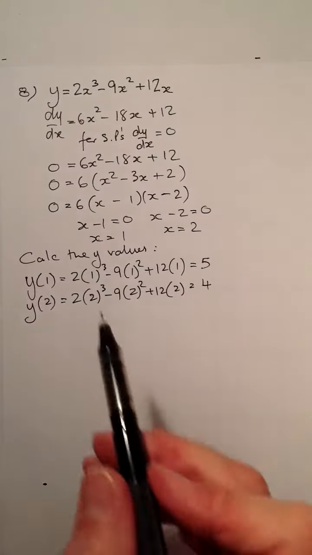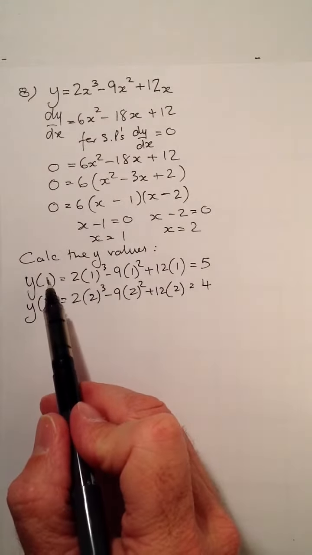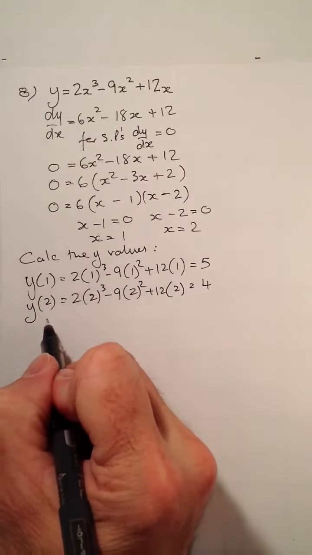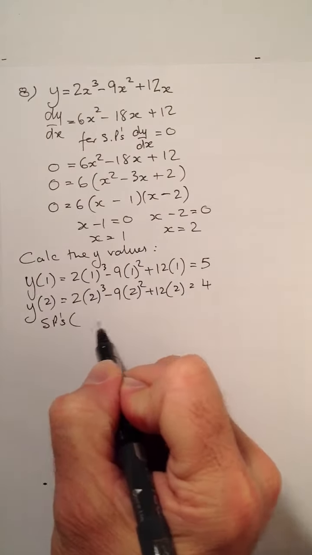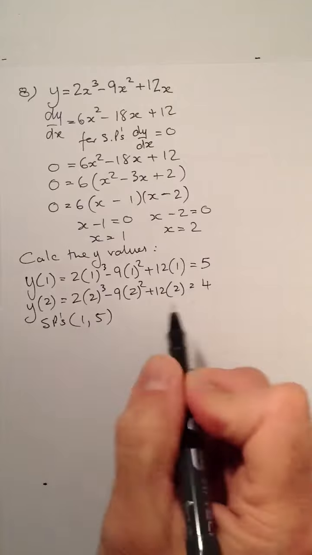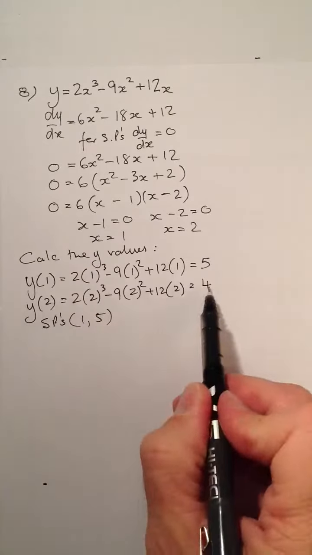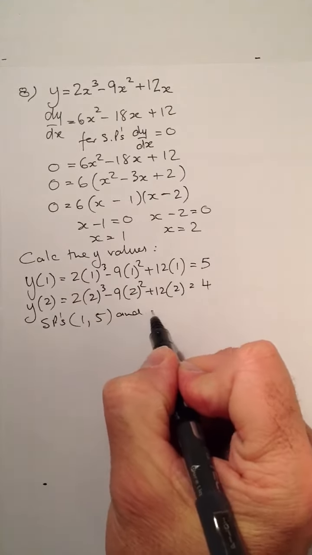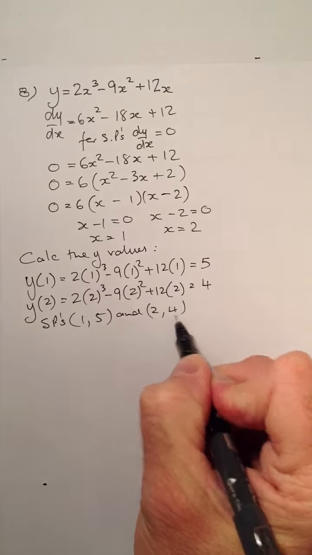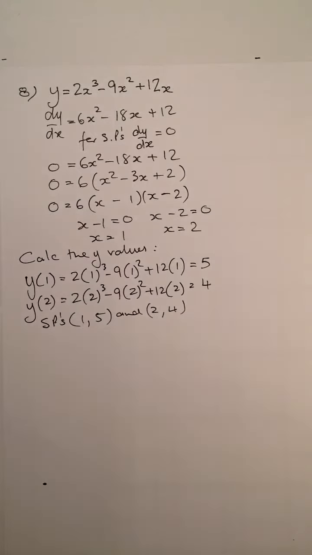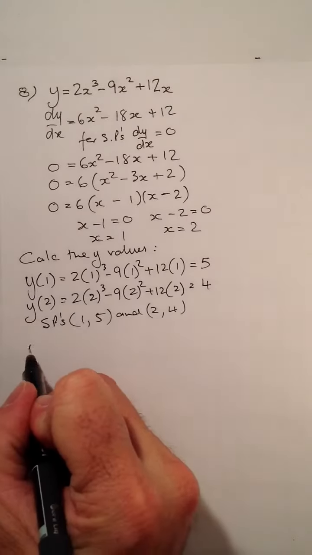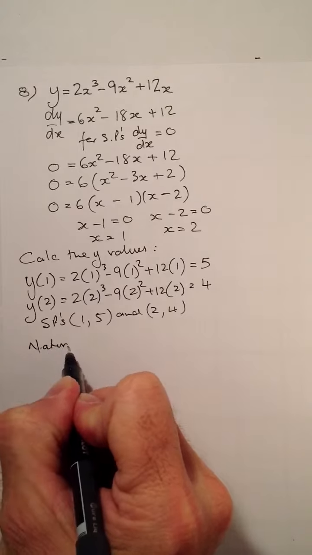Okay, so what I have is coordinates. So my stationary points are going to be 1, 5, and the other one is going to be 2, 4. But as yet I don't know the nature of them, don't know if it's a maximum, minimum or a point of inflection. So what I'll do is I'll use a nature table.